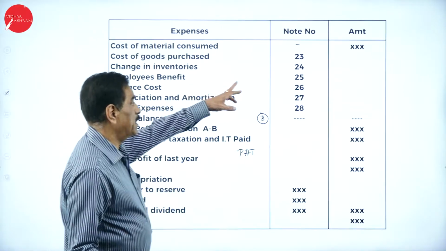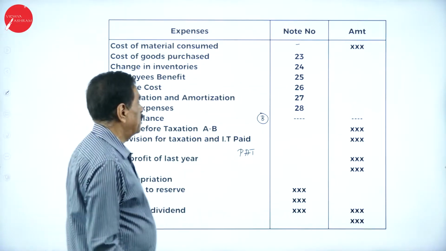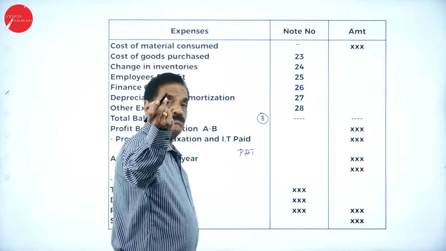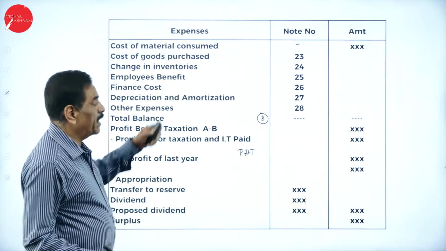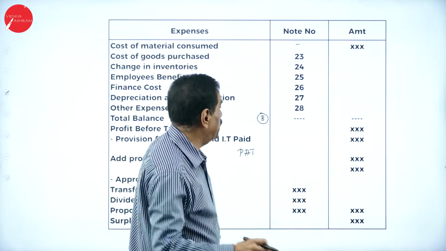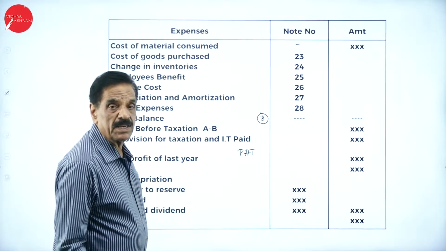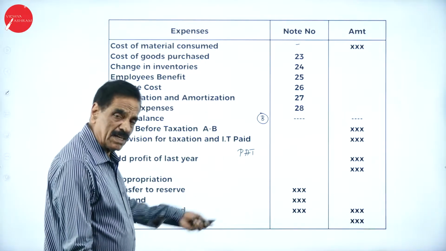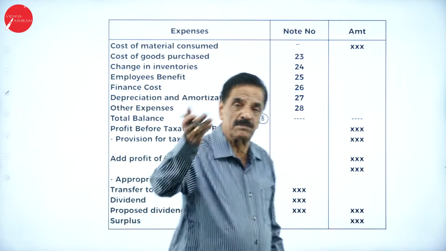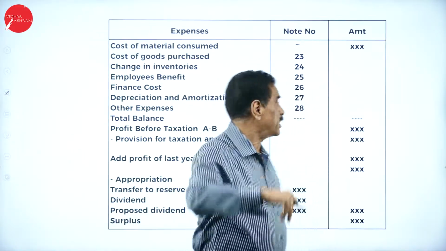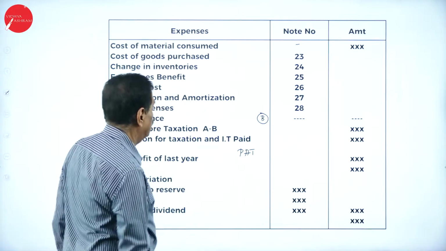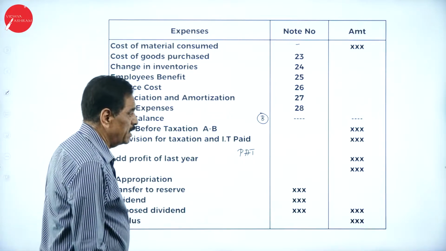Cost of goods purchased, they will give as note 23. Then change of inventory means opening stock minus closing stock. Employee benefits, that is employee salaries and wages. Then finance cost means interest on debenture, interest on bank charges. Here, according to this problem, only interest on debenture paid is 10,000, outstanding 10,000.